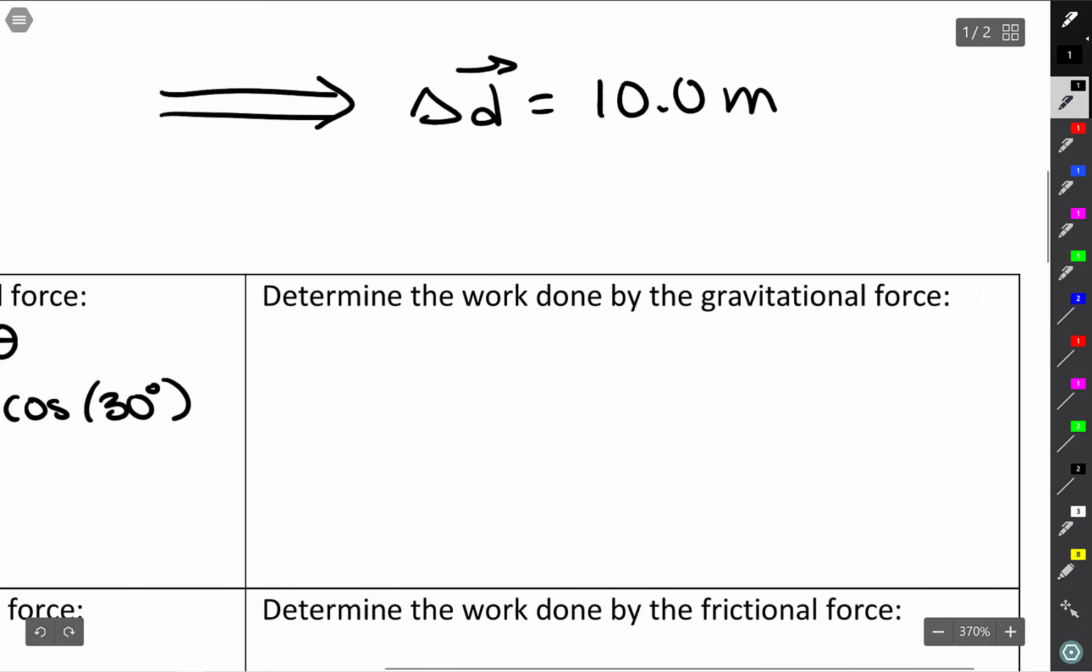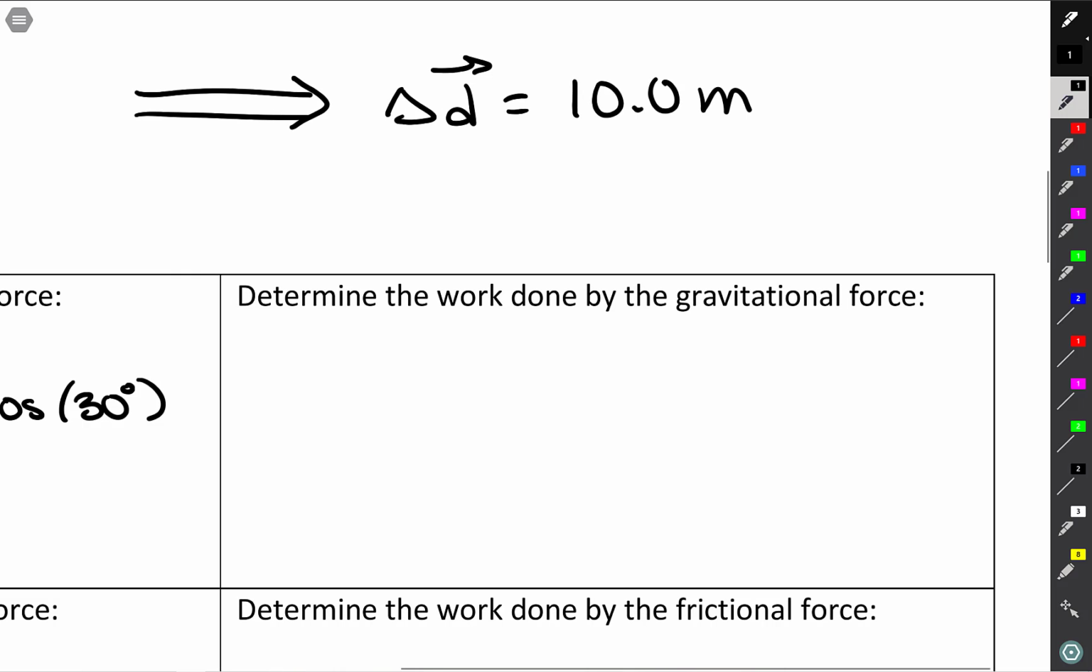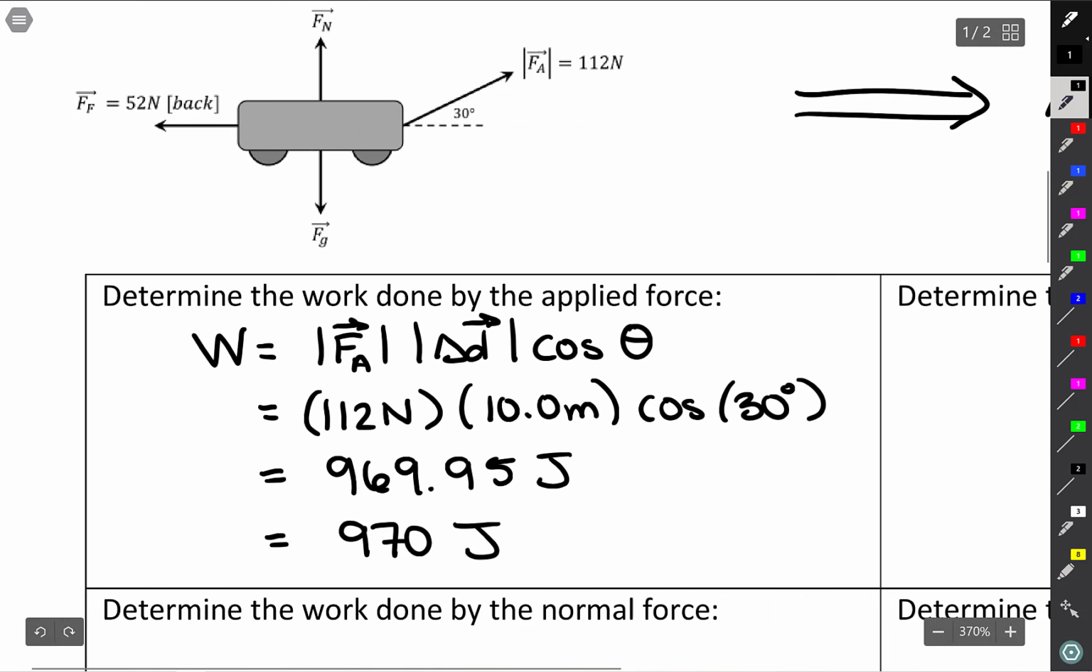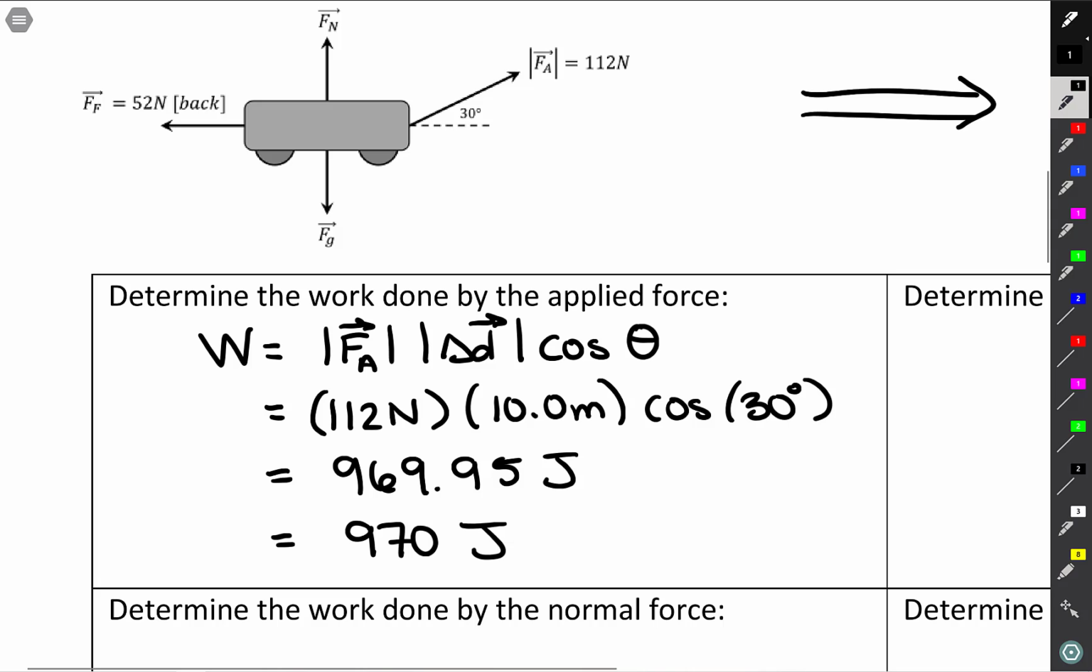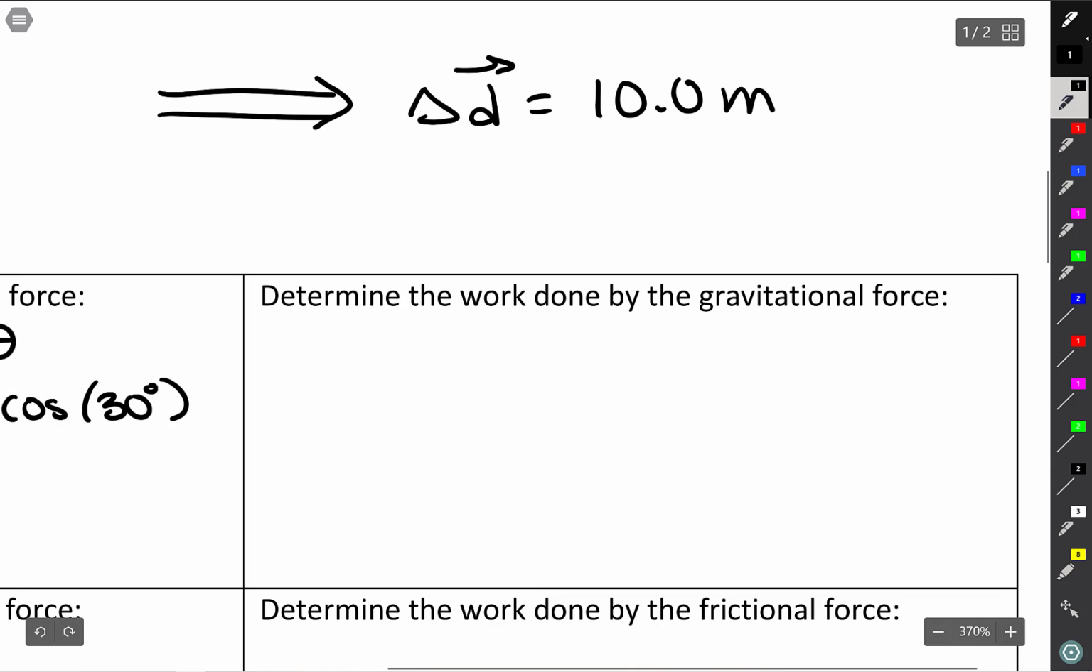Let's determine what the gravitational force is doing. If we look at our picture here, gravitational force is acting straight downwards, and the displacement is acting towards the right, which means in this case, the angle between these two vectors is 90 degrees. So I'll just write over to the side, theta is 90 degrees. That's important to us.